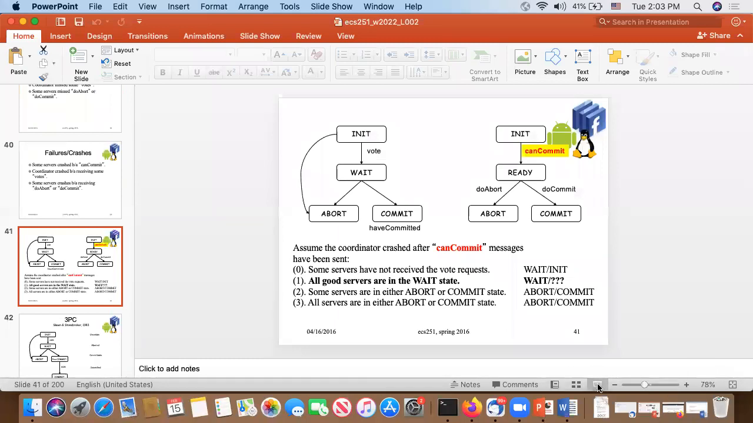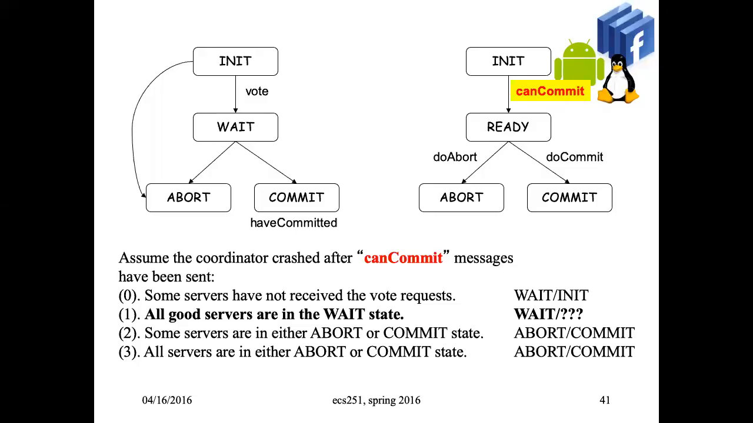See, these are the 4 different conditions. The condition I was referring to about a minute ago is condition 1, the second condition. All right, so we can look at the other conditions. The first condition is that some servers have not received the vote request. If that's the case, then essentially you just abort. Because you haven't even started to vote, so you can abort.